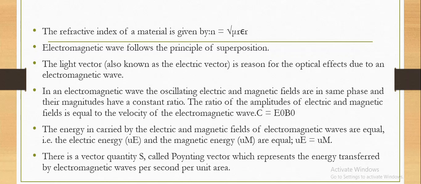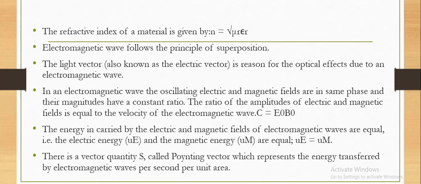In an electromagnetic wave, the oscillating electric and magnetic fields are in the same phase and their magnitudes have a constant ratio. The ratio of the amplitudes of electric and magnetic fields is equal to the velocity of the electromagnetic wave. So c = E0/B0. Energy carried by the electric and magnetic fields of electromagnetic waves is equal. That is, the electric energy UE and the magnetic energy UM are equal. So UE = UM.